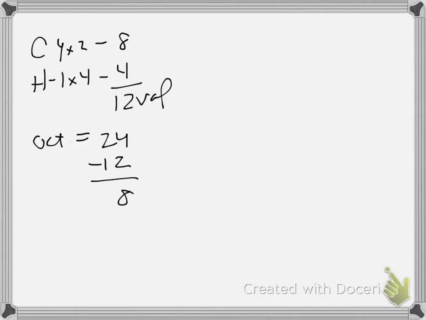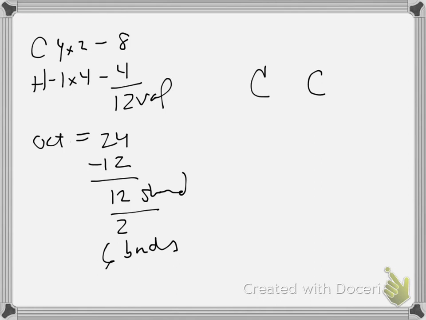We're actually going to share 12, which means we have 6 bonds. I'm like, that's not right, I know that's not right. So we have 6 bonds, and we have 12 shared, 12 valence. There are no unshared. So we've got carbon, and carbon attaches to carbon frequently.